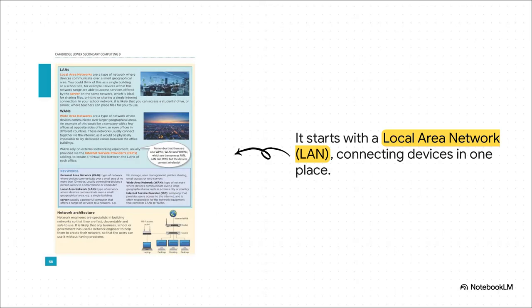Well, it all starts right here, in a space you probably know really well. This is a local area network, or what we call a LAN. It's what connects all the devices in a small area, like your house, your office, or a classroom. This is our foundation, and over the next few minutes, we're going to build out from this simple picture to see how the whole system works.